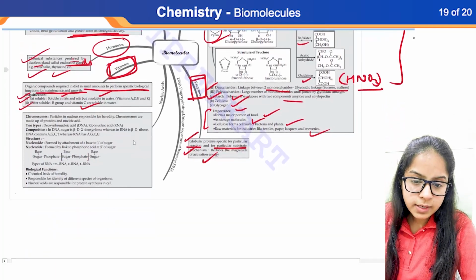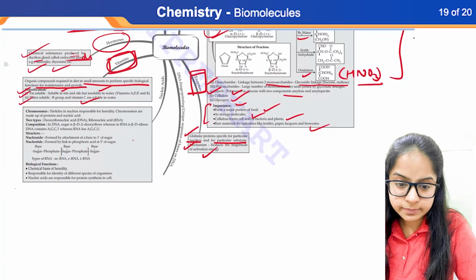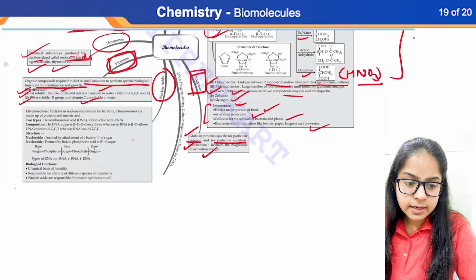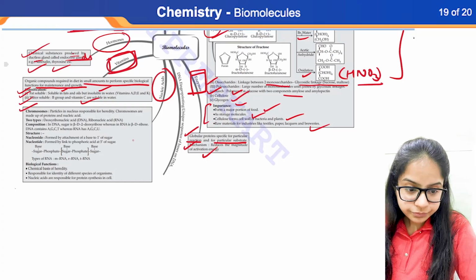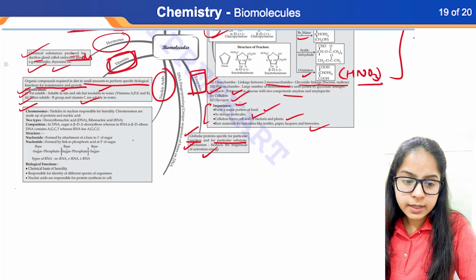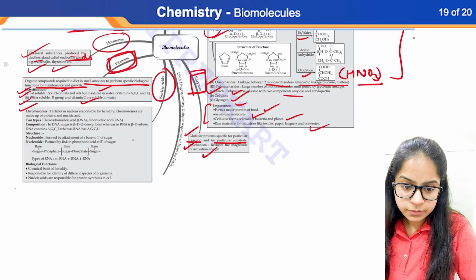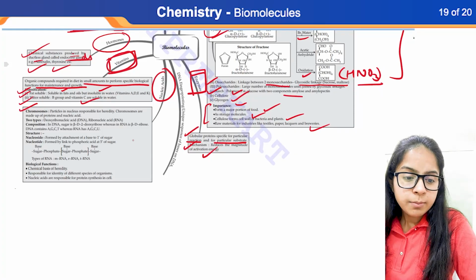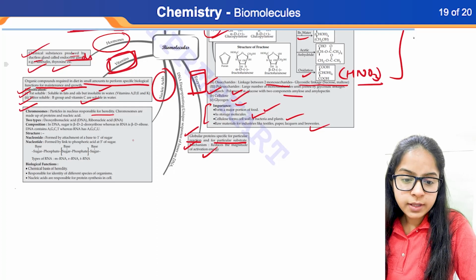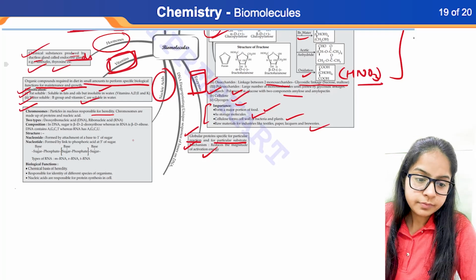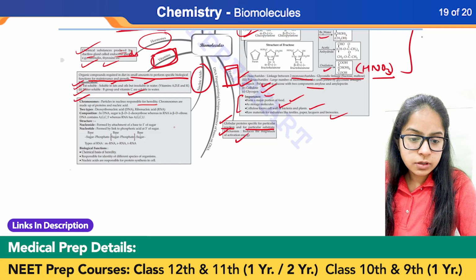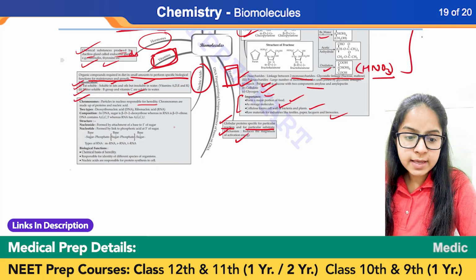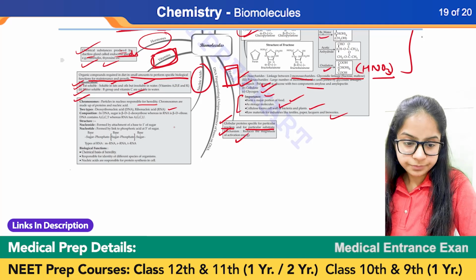Okay, now the next one is nucleic acid. Suppose I am having this chromosome. As you already know, from the mother and father chromosomes, a new child is going to get birth. Particles in the nucleus responsible for heredity, the chromosomes, are made up of protein and nucleic acid. There are two types of nucleic acids, deoxyribonucleic acid and ribonucleic acid.